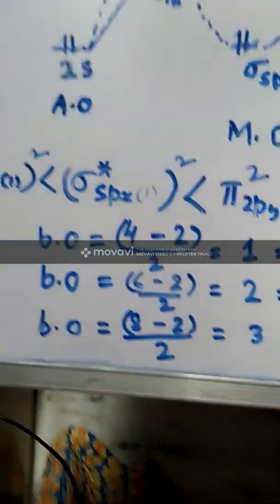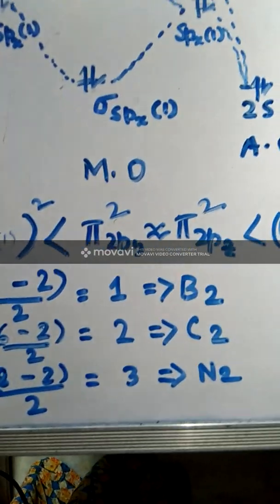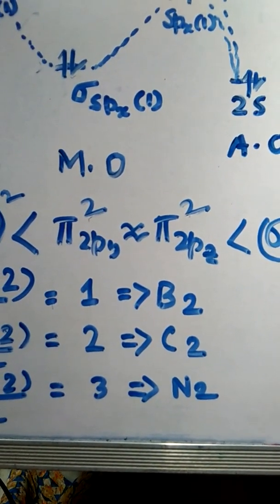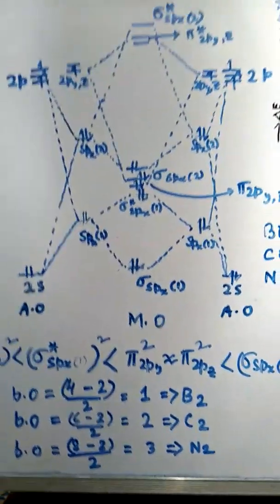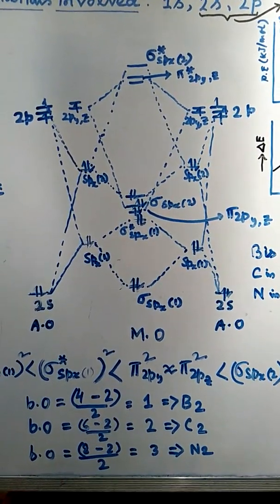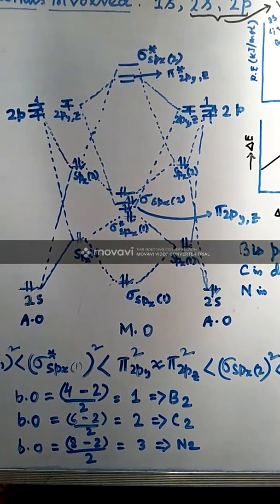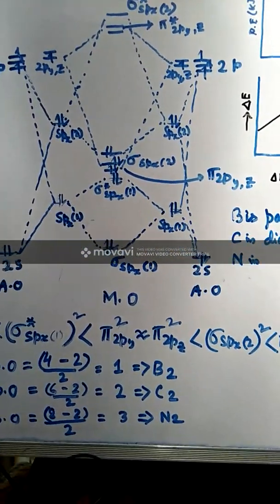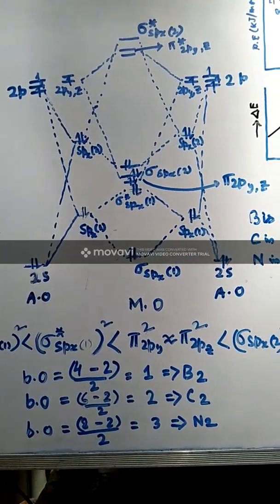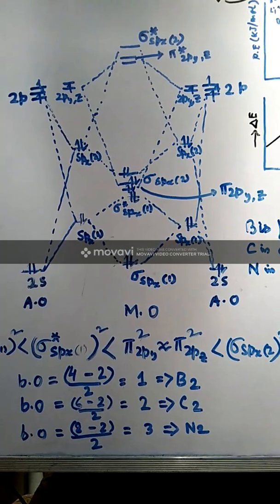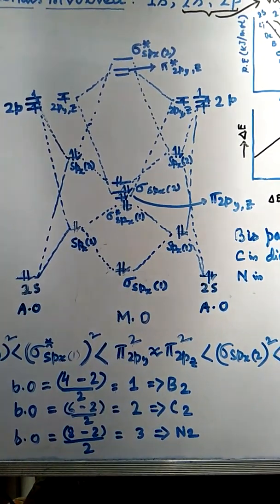So you can say that the bond order in B2 is 1, in C2 is 2, and in N2 it is 3. So I am sure now that you will be able to draw the molecular orbital diagrams for B2, C2 and N2, and you will also be able to calculate the bond order for them, and also you will be able to tell about the magnetism of these molecules.